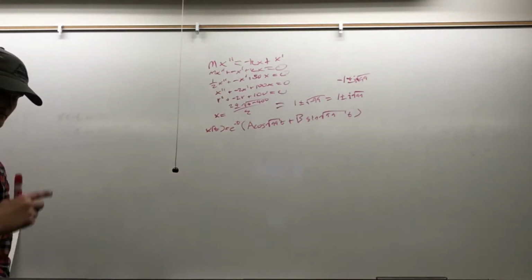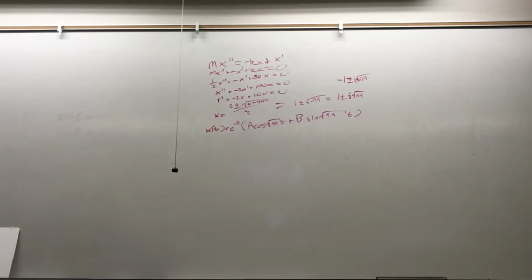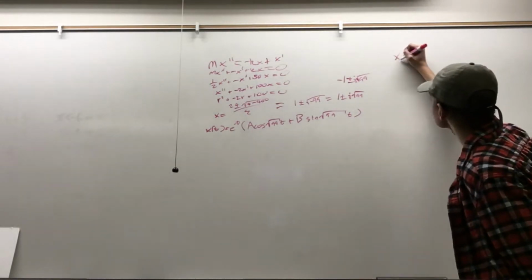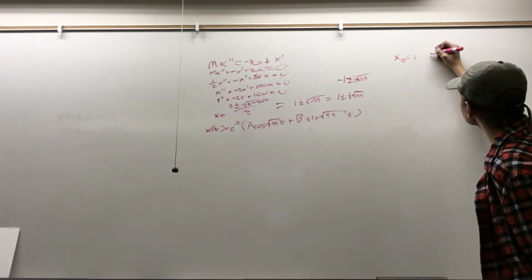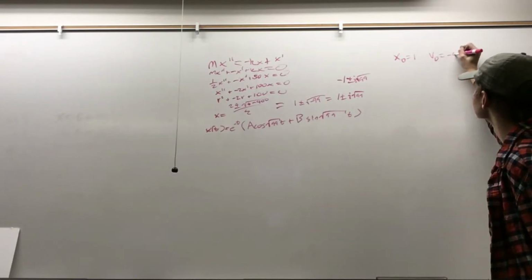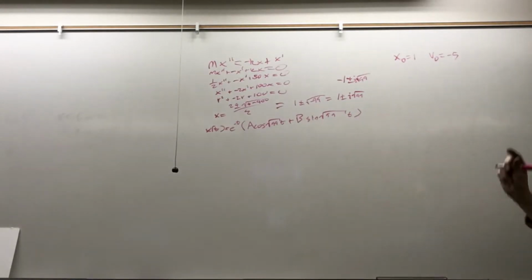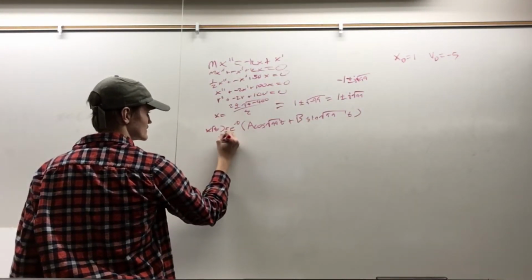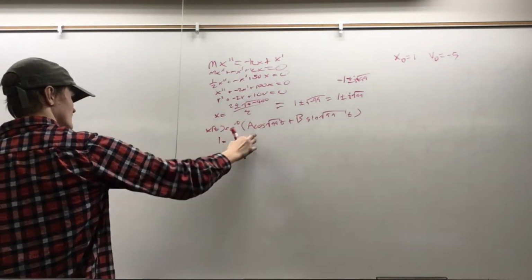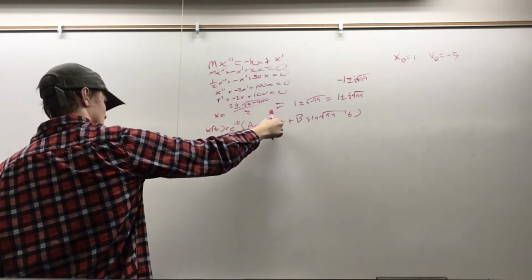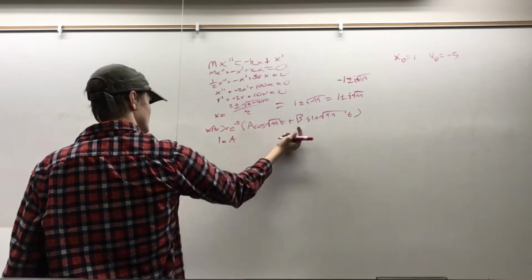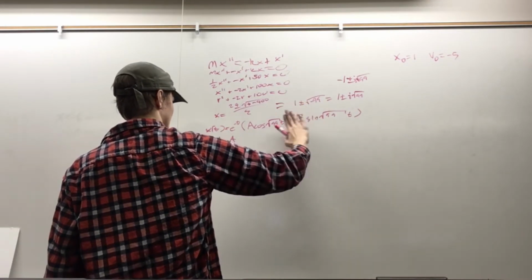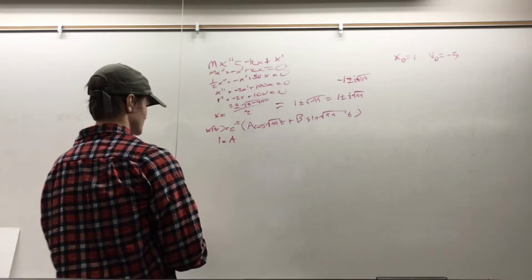Now we just need to find a and b. In order to find a and b, we just need to use the initial conditions. So x0 equals 1 and v0 equals negative 5. X of 0 is 1, so 1 equals e to the negative 0, that's just 1. Cosine of square root of 99 times 0 is cosine of 0 is 1, so a. Sine of 0 is 0, so the b gets irrelevant, so a is 1.